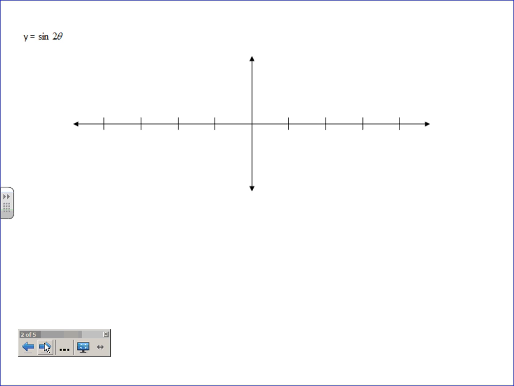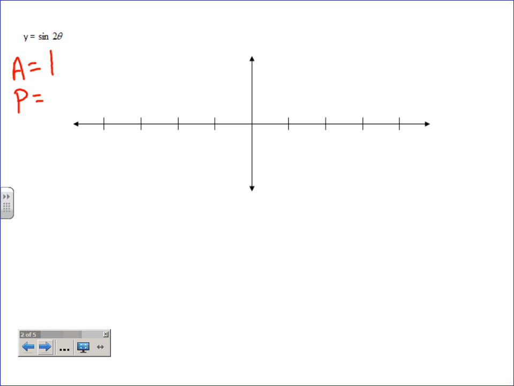So the first thing we're going to do is decide amplitude and period for this particular one I have here. It's y equals sine of 2 theta. So let's figure out amplitude and period. Because I told you, let's not worry about phase shift yet. Let's get this down first. So what is the amplitude for this one? Yes, it is 1. Very good.